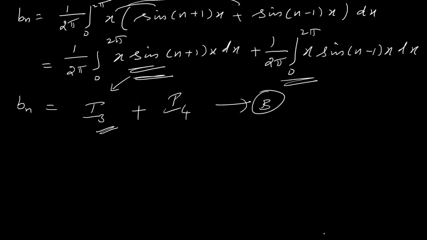So let me substitute the value of I3 here. So I3 is equal to minus of 1 by n plus 1. Next we calculate I4. Your I4 is nothing but this. Am I right? That is 1 by 2 pi integral 0 to 2 pi x sine n minus 1x dx. Okay. Let me calculate.